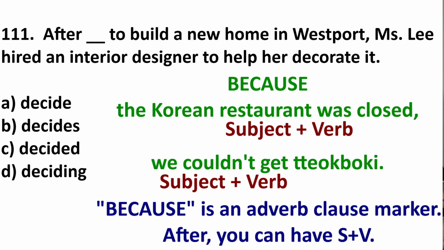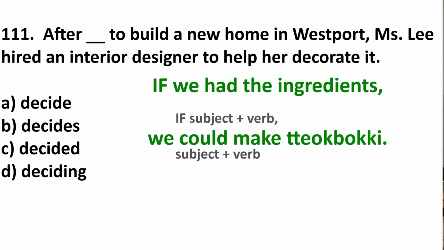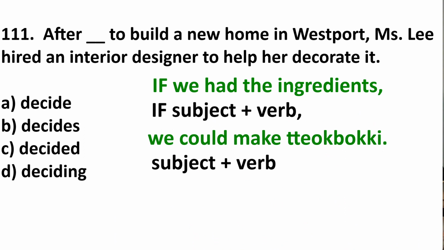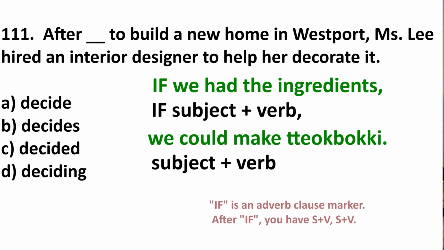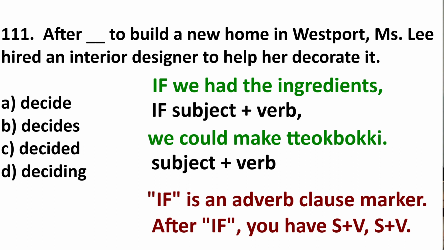Here's another example. If we had the ingredients, we could make tteokbokki at home. Now, if is an adverb clause marker. If can be followed by subject verb and joined with the main clause. Here we have if we had, that is if subject verb. And our main clause is we could make tteokbokki at home.